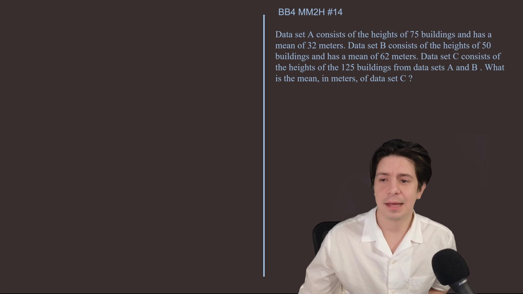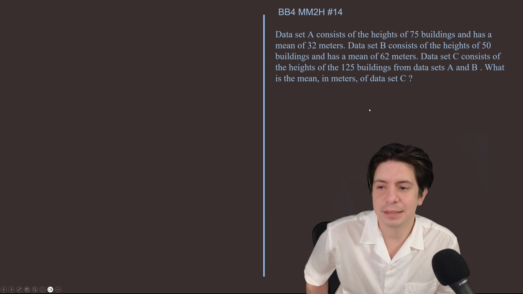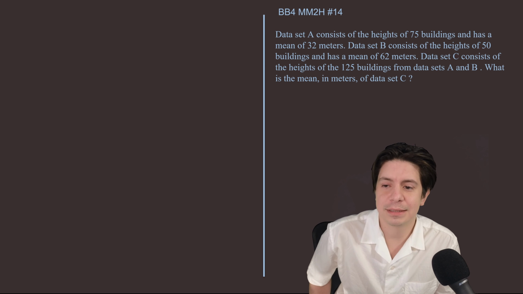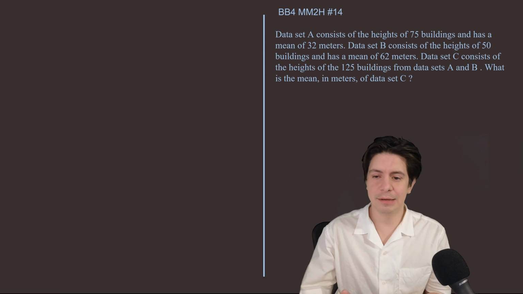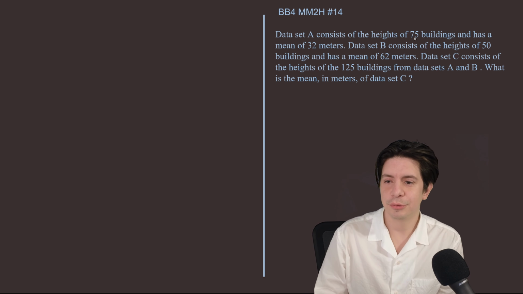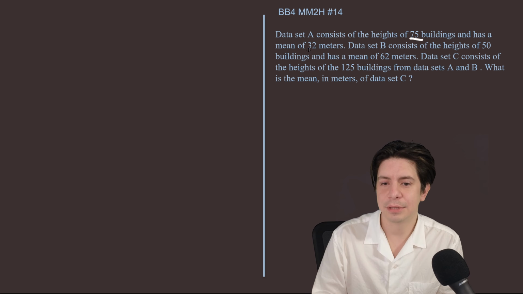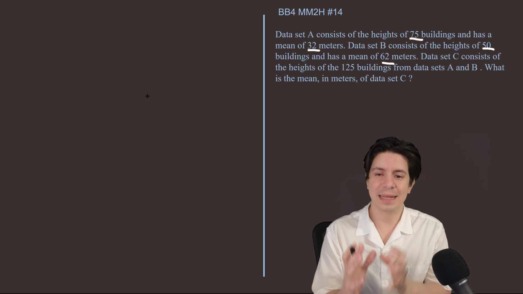Dataset A consists of the heights of 75 buildings and has a mean of 32 meters. Dataset B consists of the heights of 50 buildings and has a mean of 62 meters. Dataset C consists of the heights of the 125 buildings from datasets A and B. What is the mean in meters of dataset C? So we do 75 times the 32 and 50 times the 62, add them together and divide by 125, and that sort of weighs out the averages.